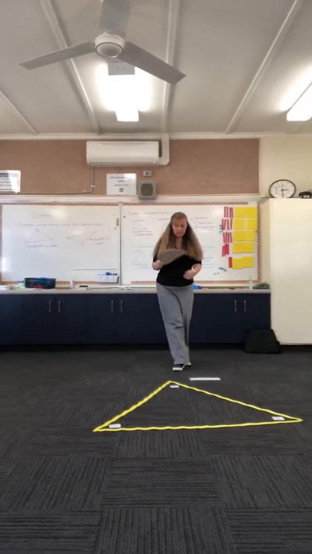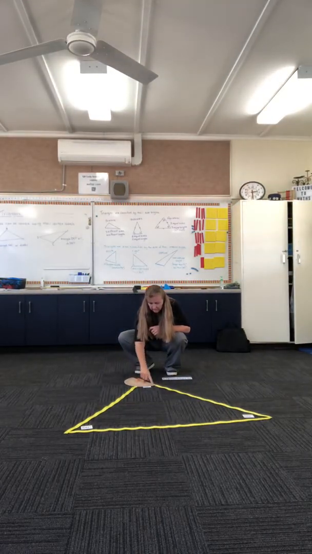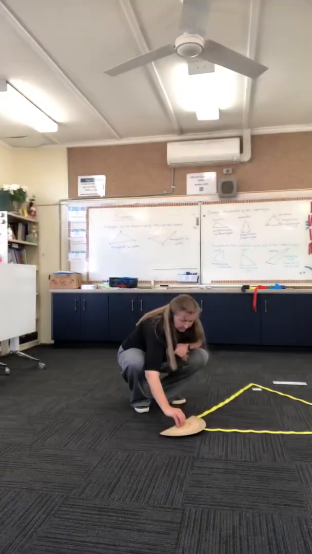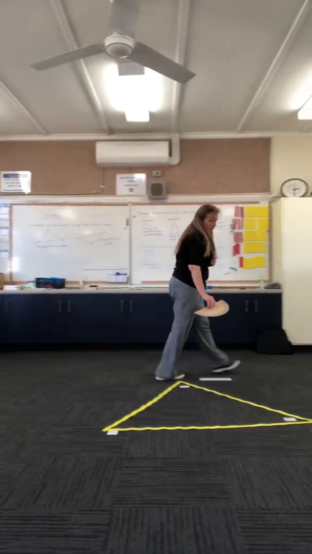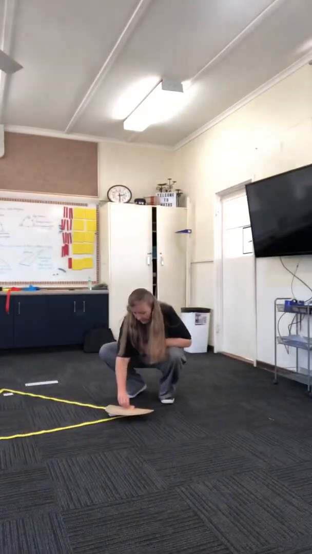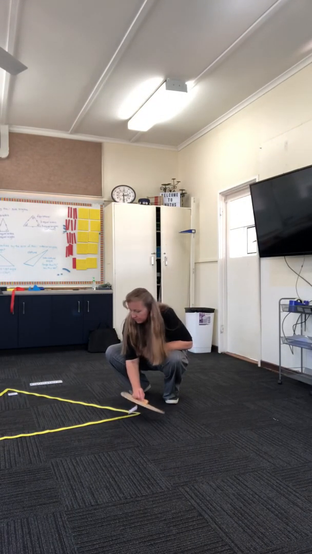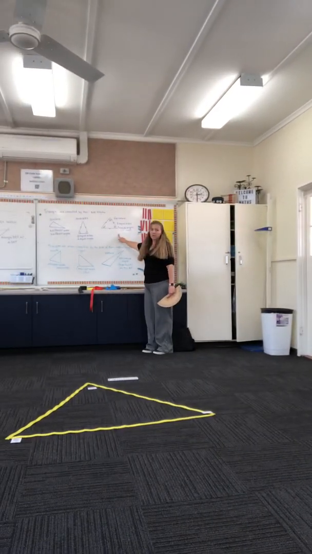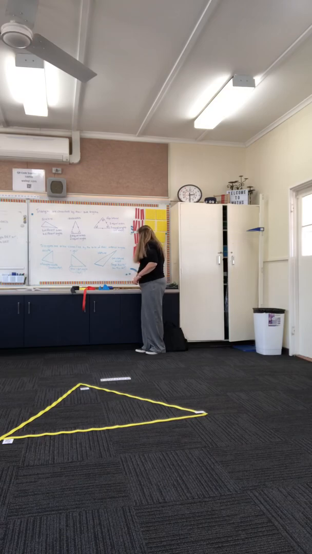If we get our protractor here, we can see that the angle here is 60 degrees. We can see that the angle here is 60 degrees. And we can see that the angle here is also 60 degrees. Okay? So this is our equilateral triangle. We have 3 equal sides and 3 equal angles. In particular, they are 60 degrees each.